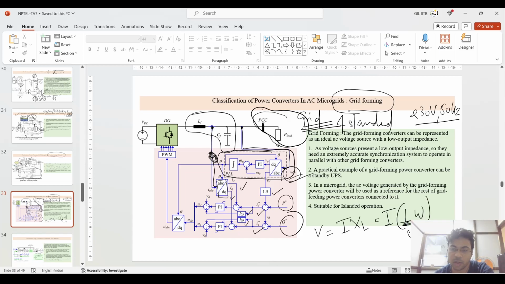You have to consider that the voltage is I times XL, that is, I multiplied by the R L factor, omega L. Okay. From that you are generating UD and UQ, and again converting back from DQ to ABC. Then you are feeding this to the PWM converter.